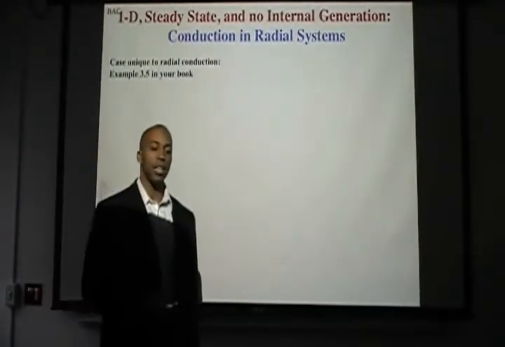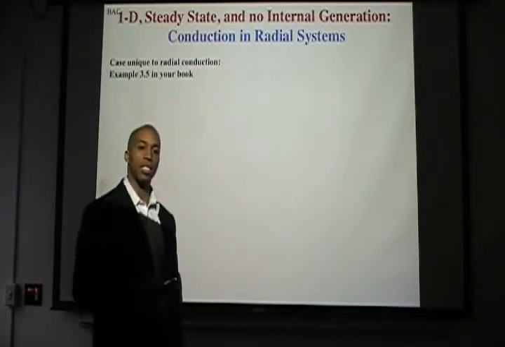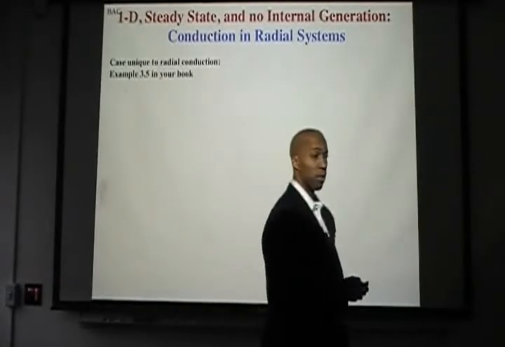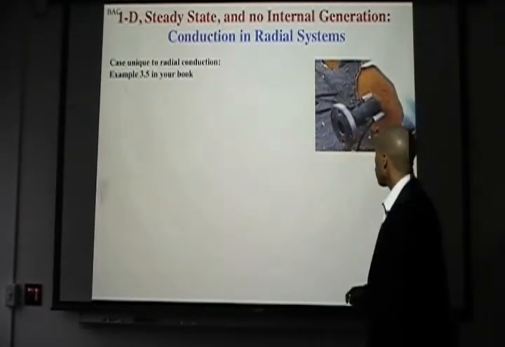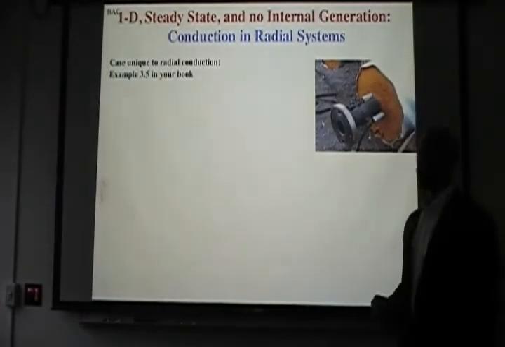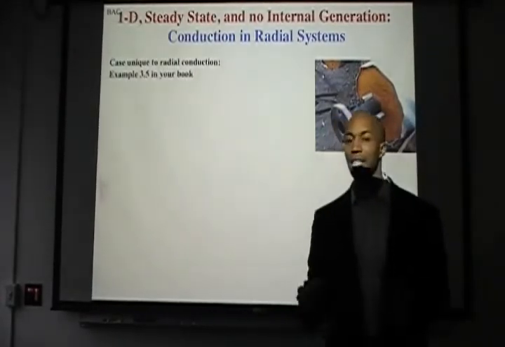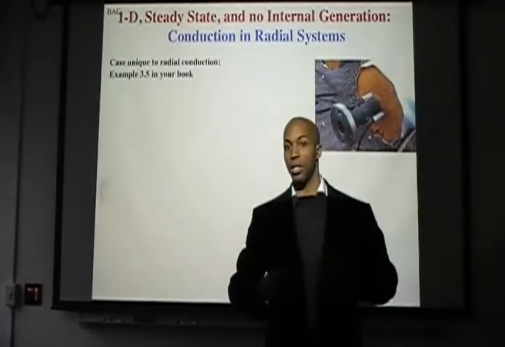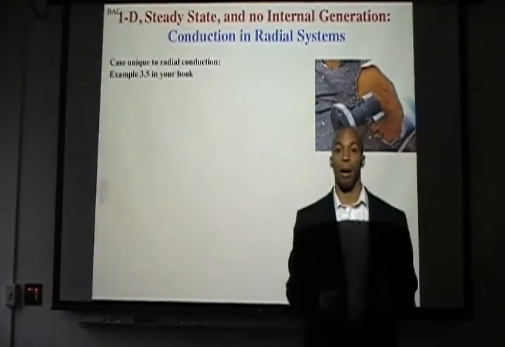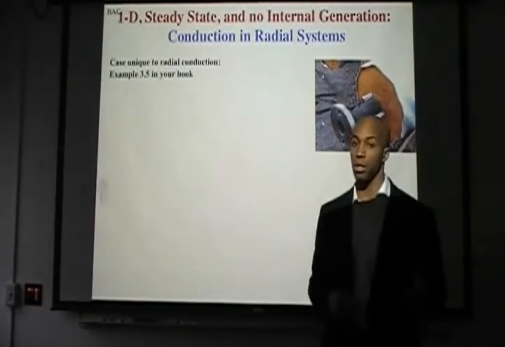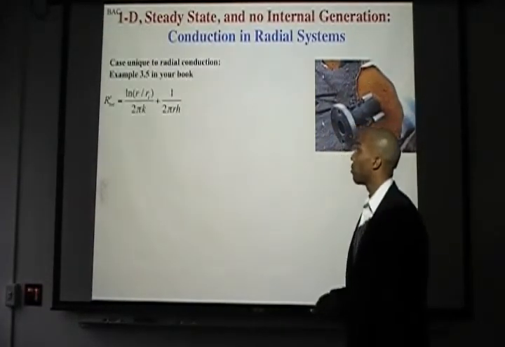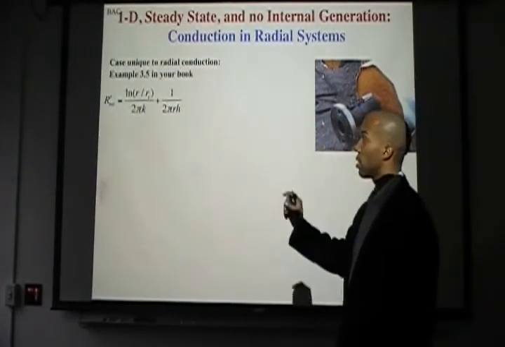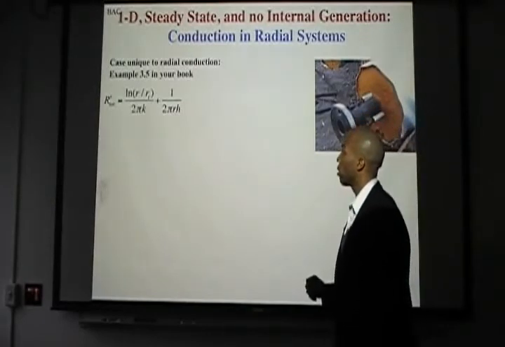So there's a case that's unique to radial conduction, and there's an example in your book, example 3.5, that goes over this. So once again, this is an example where we have some sort of pipe, and it's insulated, and we, as the engineer, want to figure out, how much insulation do we put on? How much insulation gives us what we need? What's the cost trade-off?